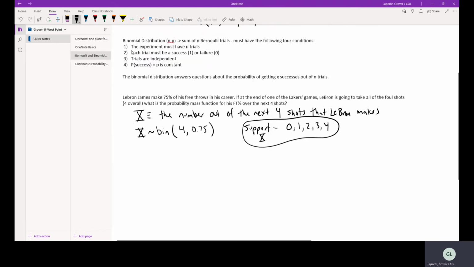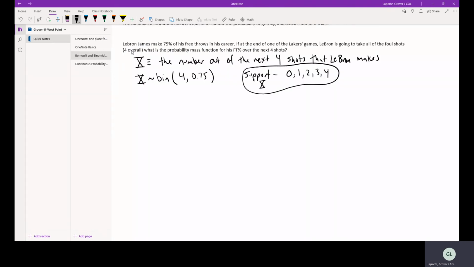So in order to do that, let's go ahead and just list out all the possibilities, and hopefully we can see some sort of pattern that forms, right? So let's list all possibilities over the next 4 shots. So he could make all 4 of them. So he could do success, success, success, success. So he makes all 4 shots.